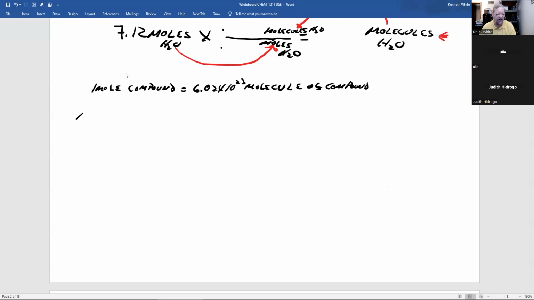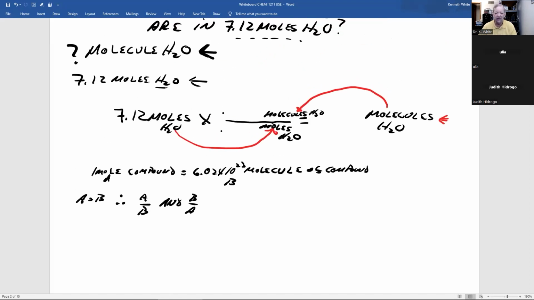And remember what I just taught you. If you have two things, A equals B, therefore, that's what these 3 dots mean in math, therefore, you have the ratio A divided by B, and B divided by A. If I call this A, I call this B. Notice up here, I have molecules of water, and I'm going to use this number, 6.02 times 10 to the 23rd. And what's the moles? 1.